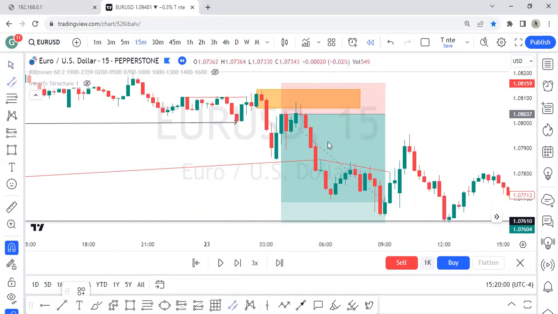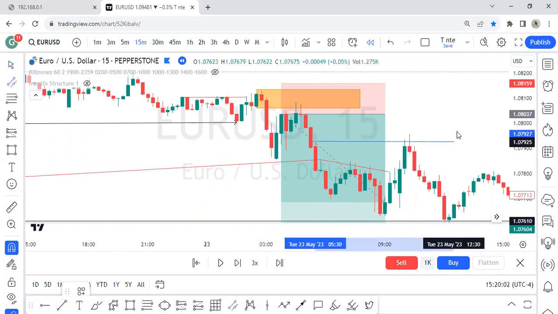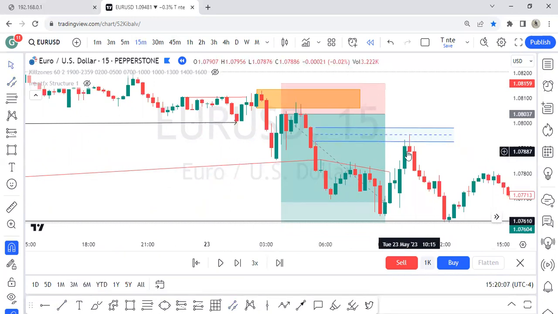To hit this imbalance. So there's an imbalance inside there, which price was to go and hit. It hit this imbalance, and then what? Went for that low, right? So also, if you look inside here, maybe we have not seen an entry.